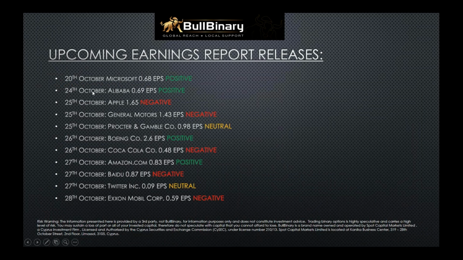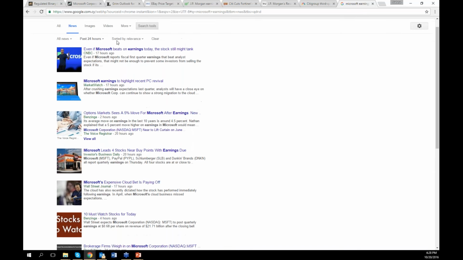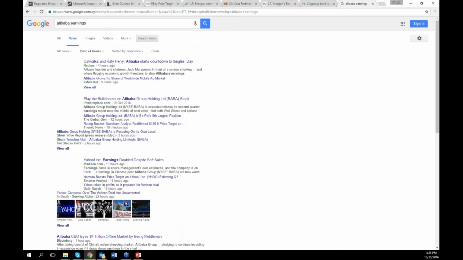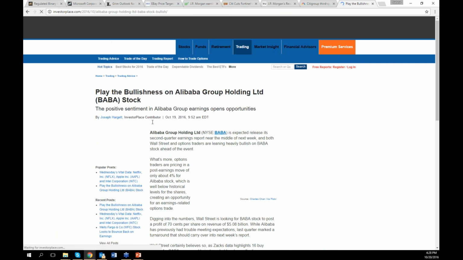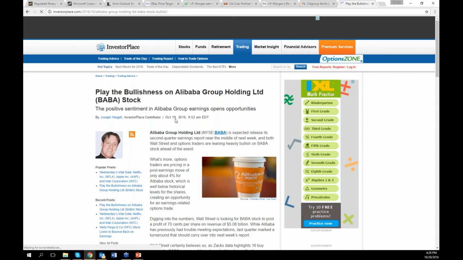Now we can go to the 24th of October. Let's have a look at Alibaba. As you can see, one of the first headlines here, just from the headline, you can tell people are bullish on Alibaba. This article came out yesterday. Again, you can make a sentimental trade on Alibaba to gain. This should be expiring prior to the announcement, just in case the announcement is not positive.